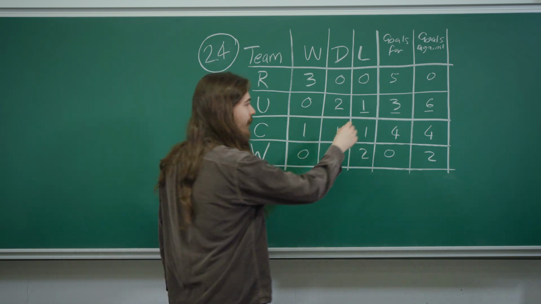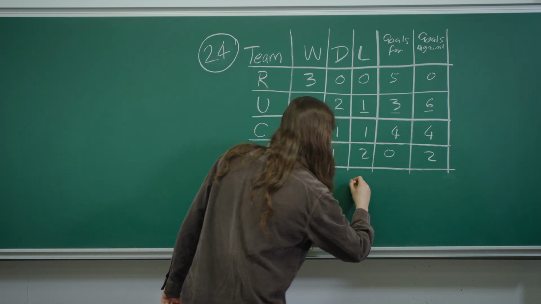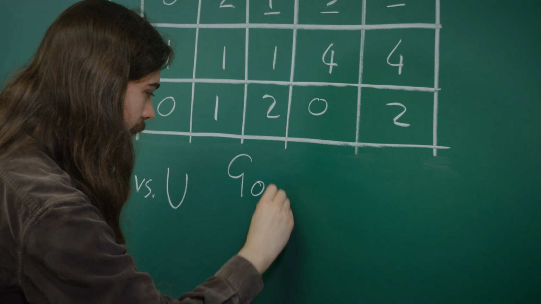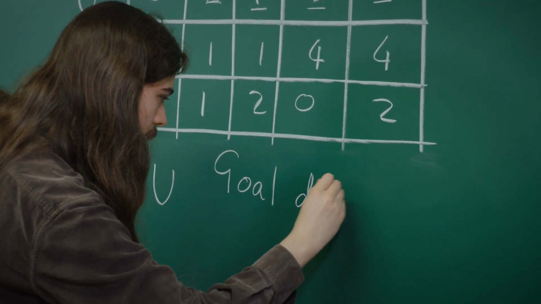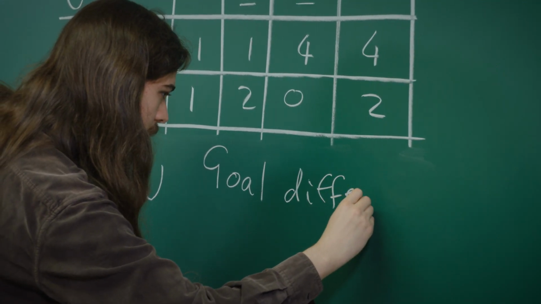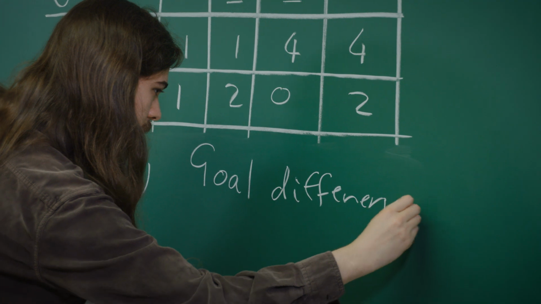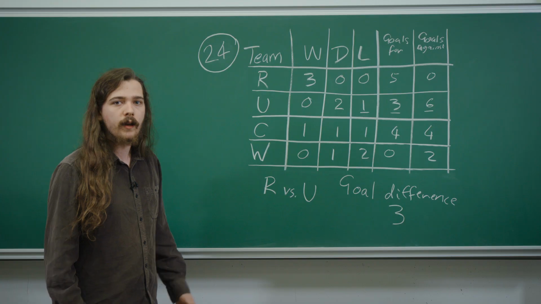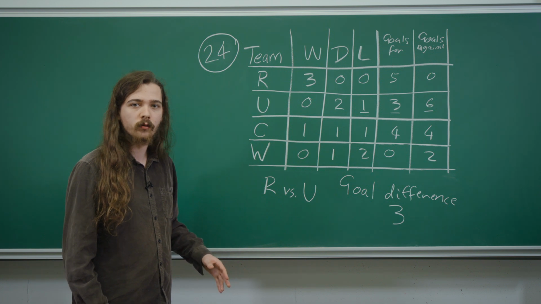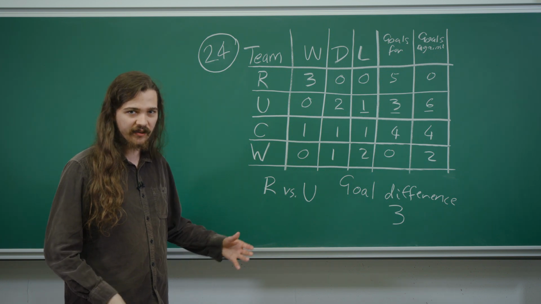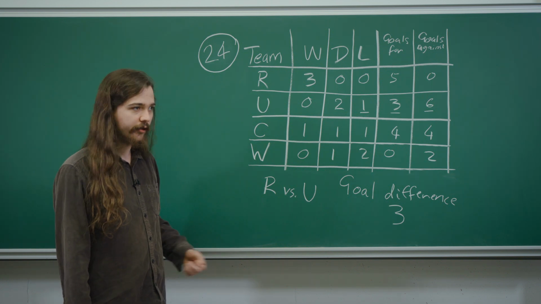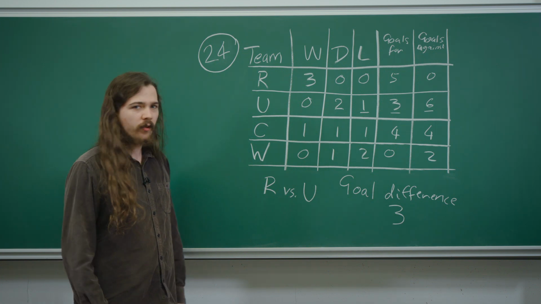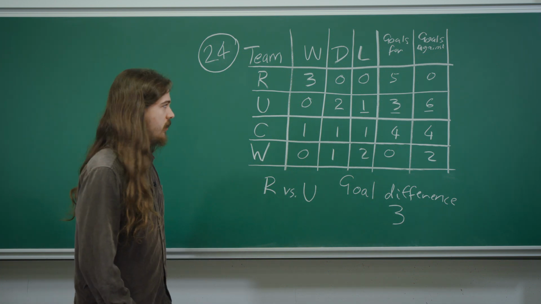So that means in the game that United lost, the goal difference must have been 3. In other words, 3 more goals were scored against United in that game than United scored. So which game did United lose?